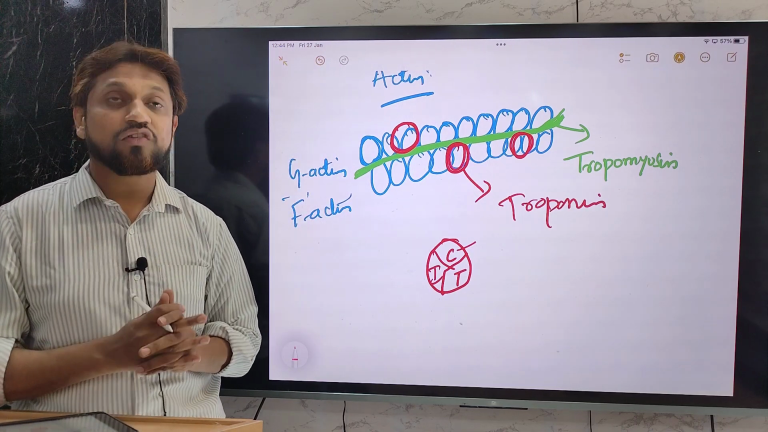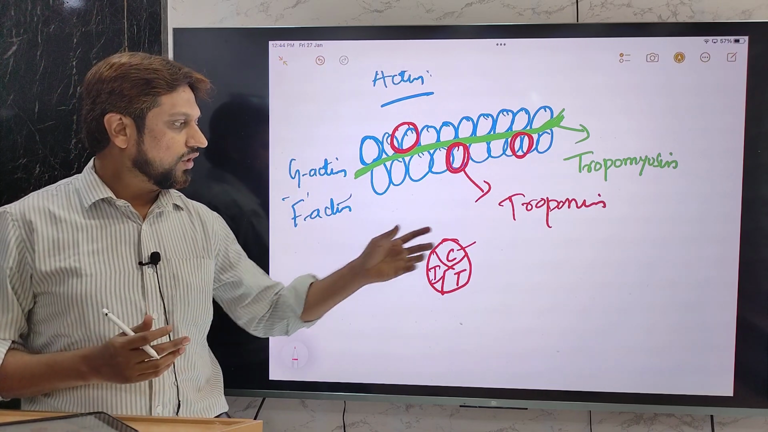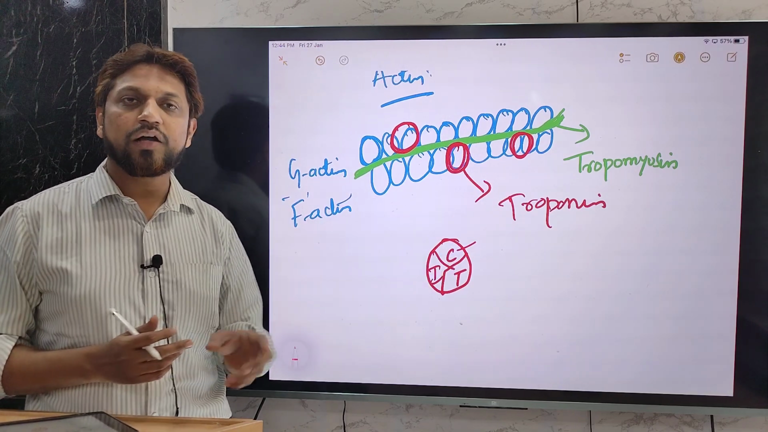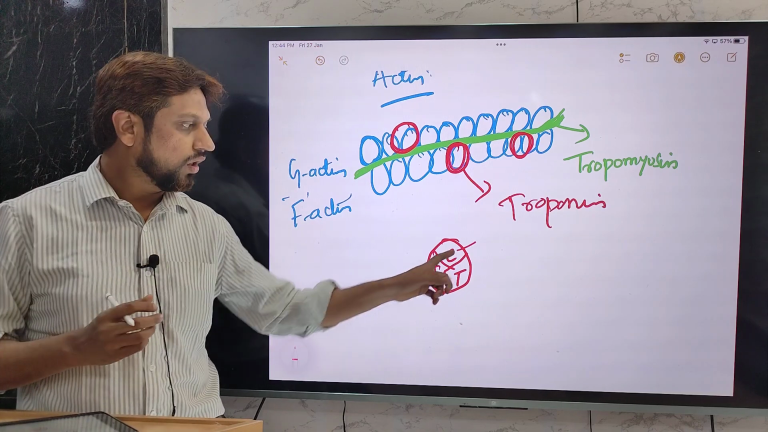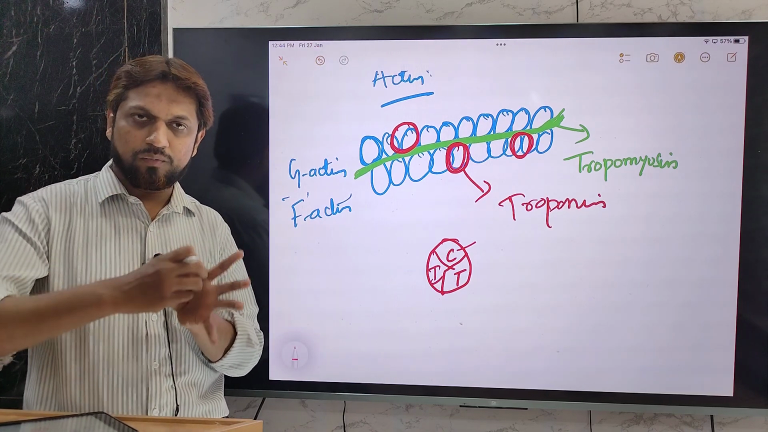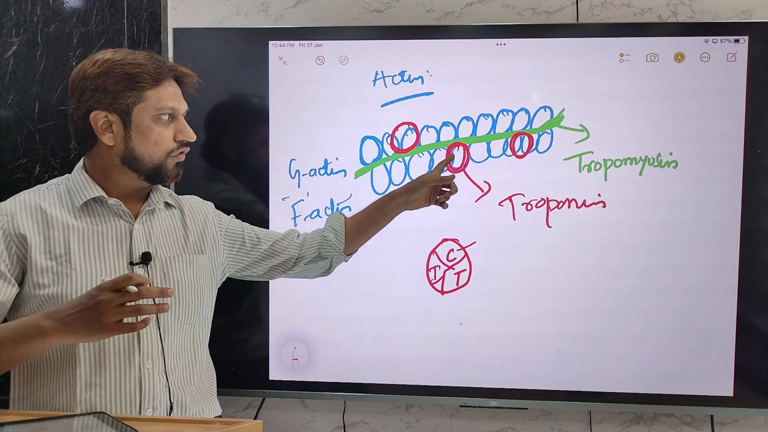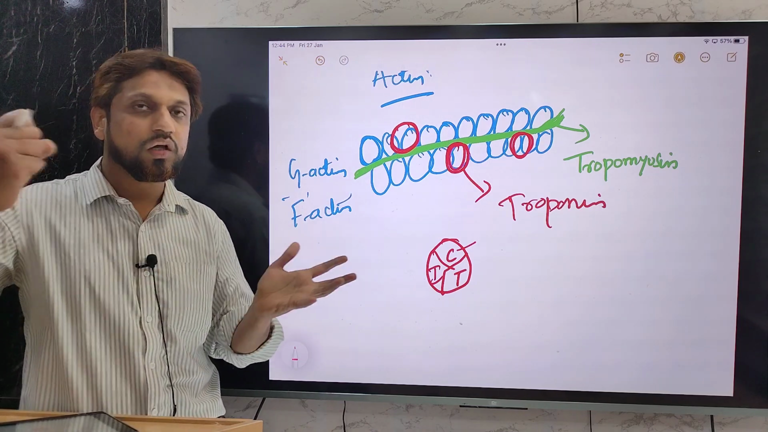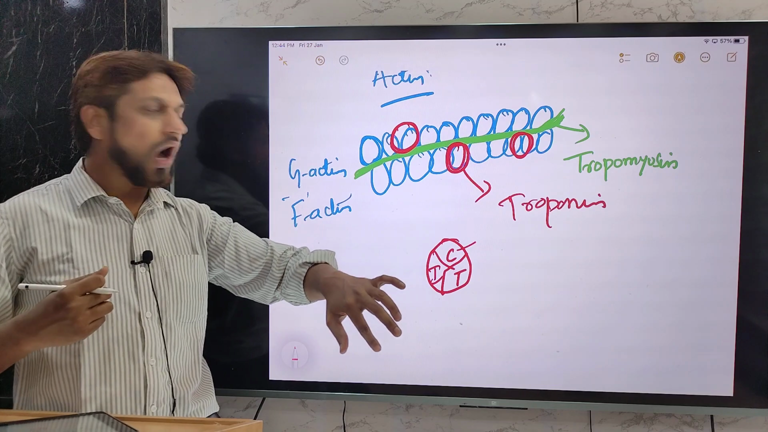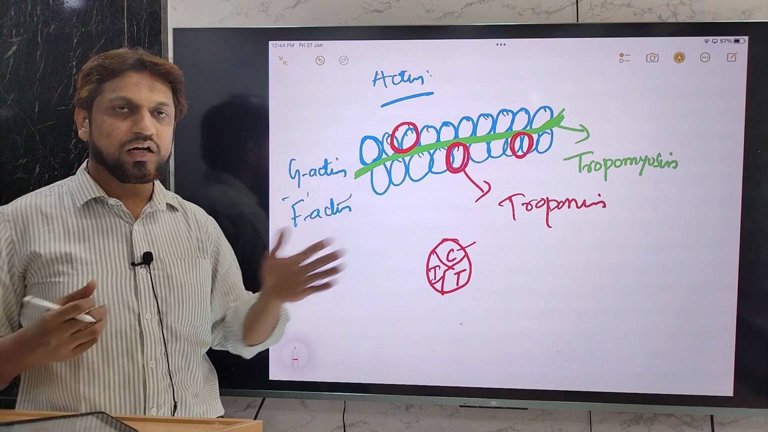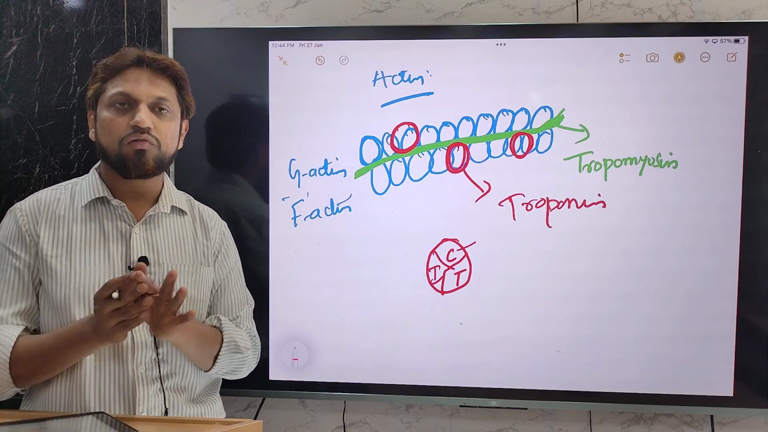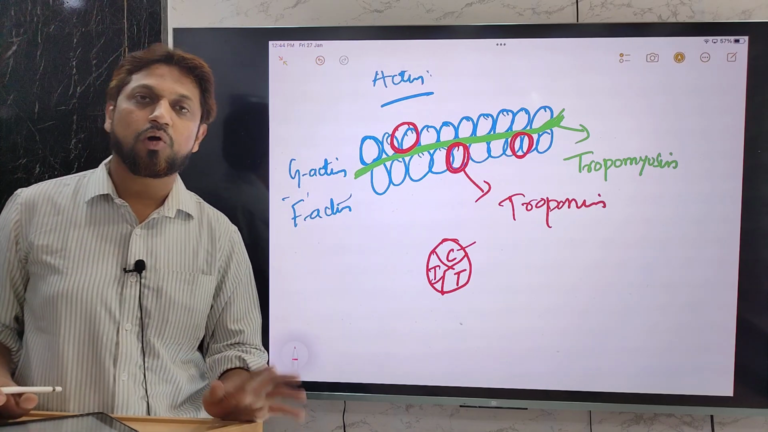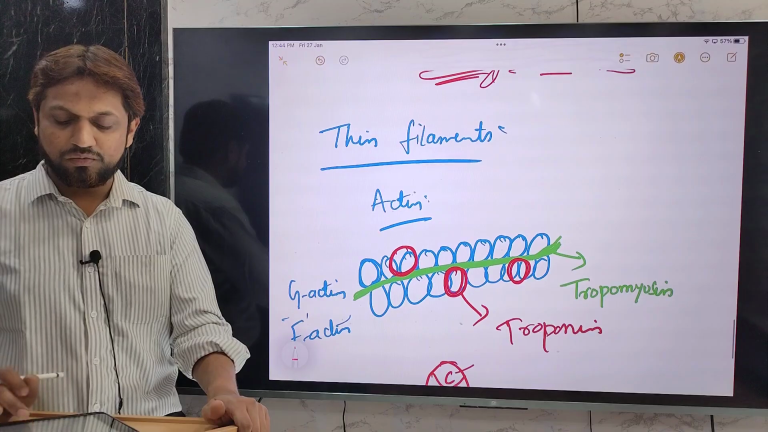Now the functional significance is that during muscle contraction, calcium ions bind to the troponin C subunit. When the calcium ion binds to the troponin C subunit of the troponin molecule, it undergoes conformational changes that pull the tropomyosin molecule out from the actin. That is, the active sites of the actin now become exposed for muscle contraction. Later we will discuss this in detail in the molecular basis of muscle contraction. For the time being, just remember this.